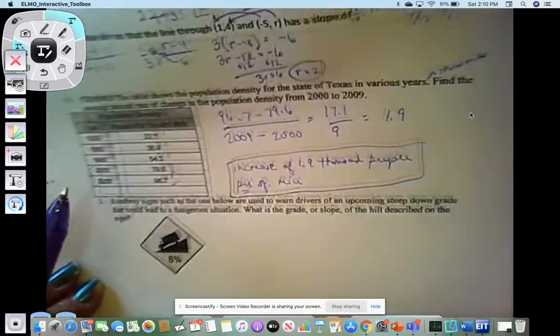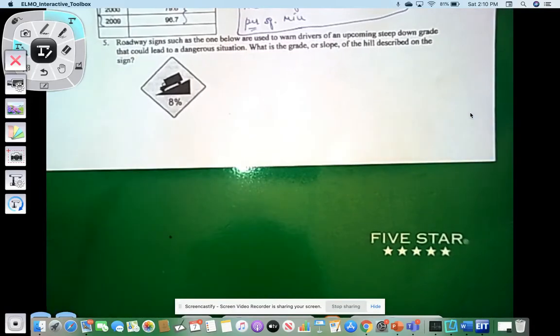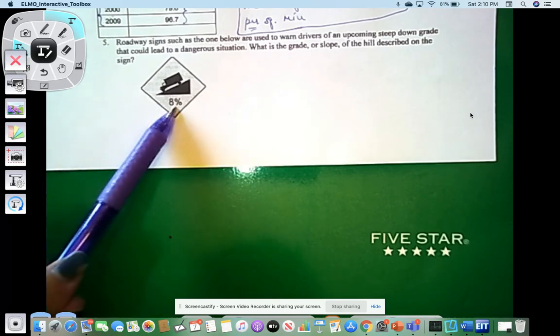All right. So number 5. Number 5 is an easy one. The roadway signs such as the one below are used to warn drivers of upcoming steep downgrade that could lead to a dangerous situation. What is the grade or slope of the hill described on the sign? All right, well, they're already telling you 8%.